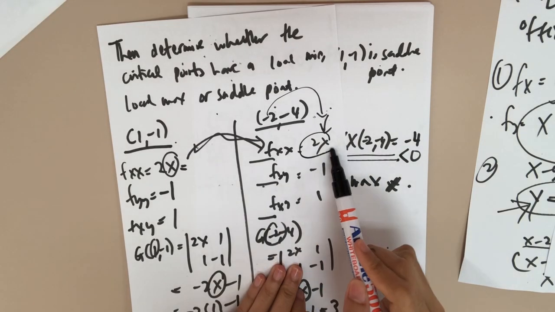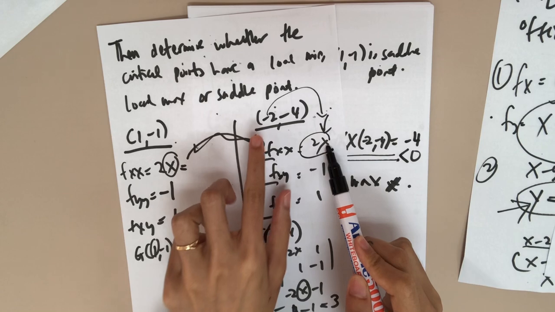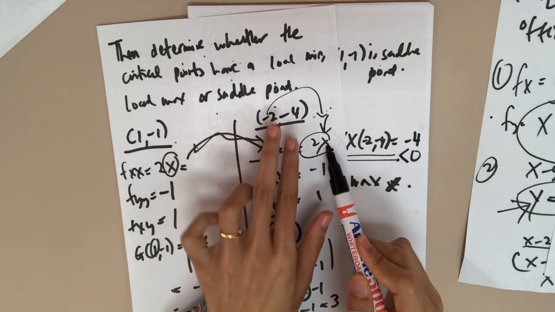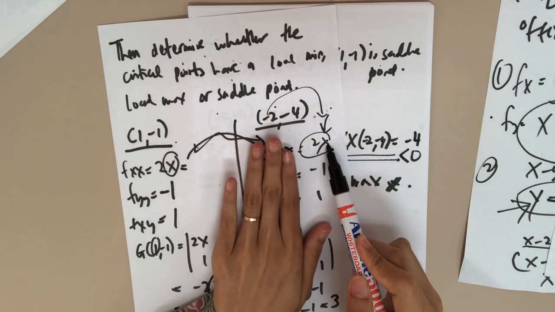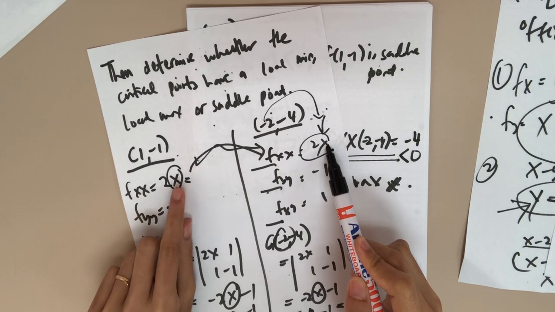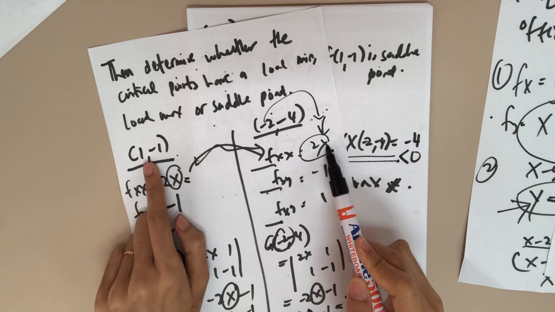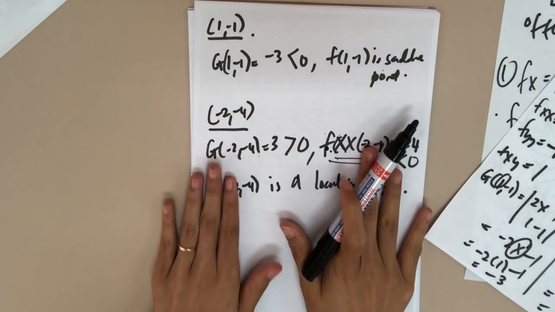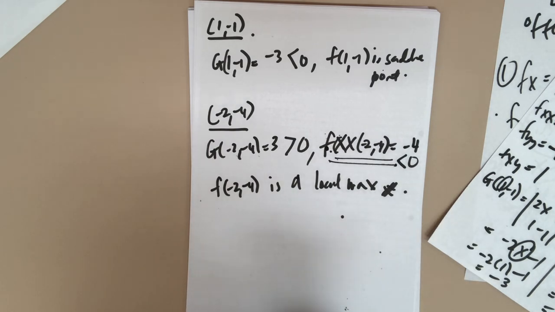Your f_xx here is 2x, so this x you need to replace with this x. It depends on the point that you are doing. For example, if it is the point (1,1), it means you will replace x here with 1. Clear? So now we are done with chapter 1.